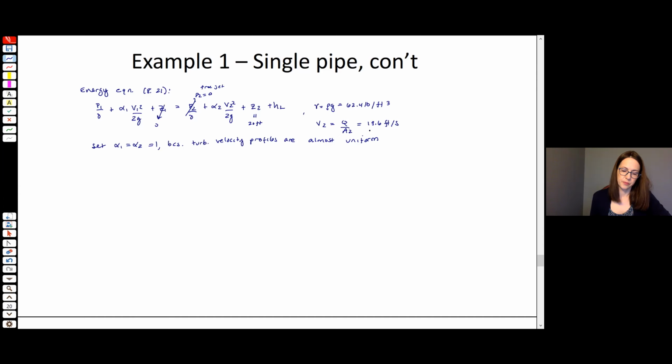Okay, so this then simplifies to P1 is equal to gamma Z2 plus 1/2 rho (V2 squared minus V1 squared) plus gamma times the head loss. And of course, the head loss is divided into major and minor head loss.